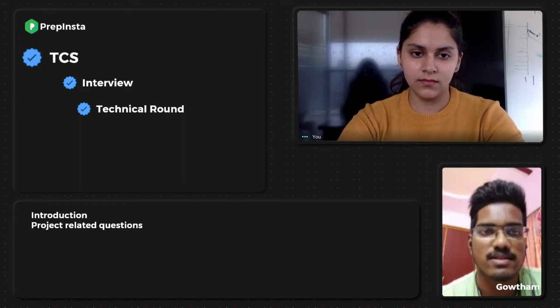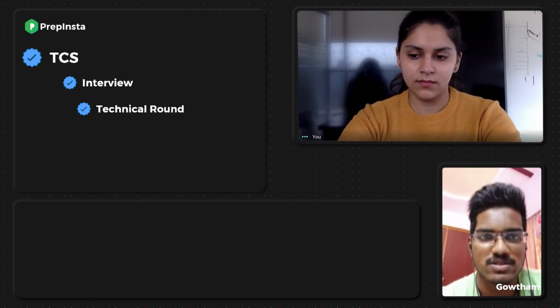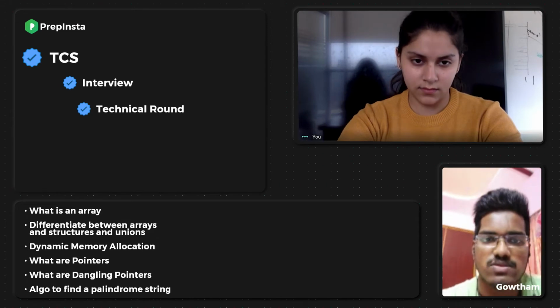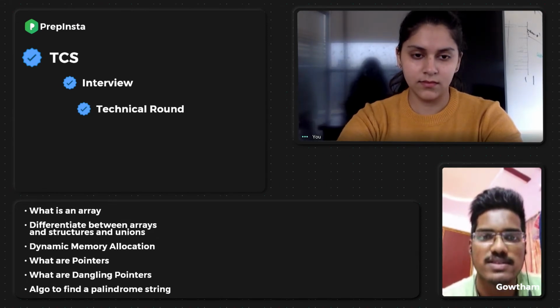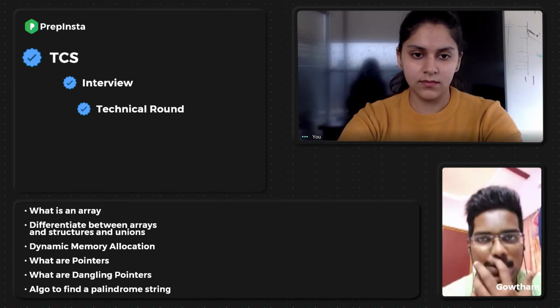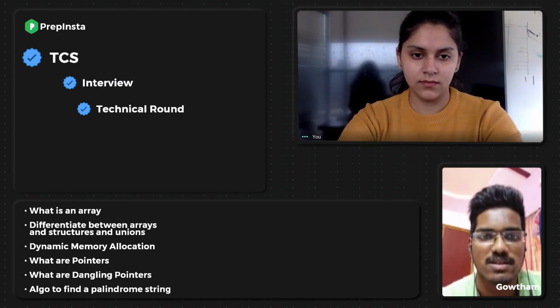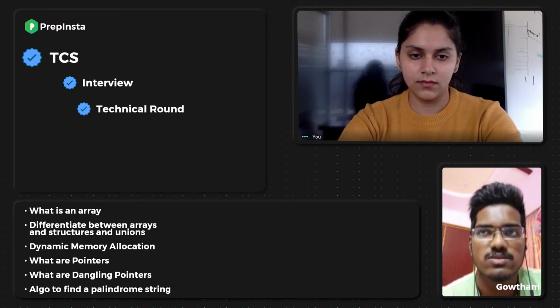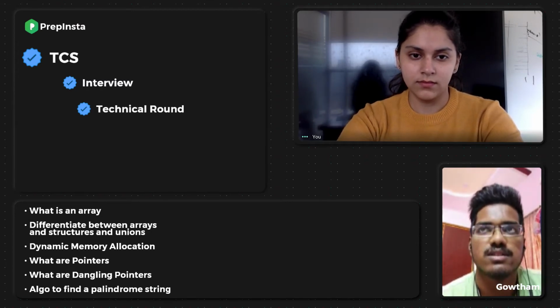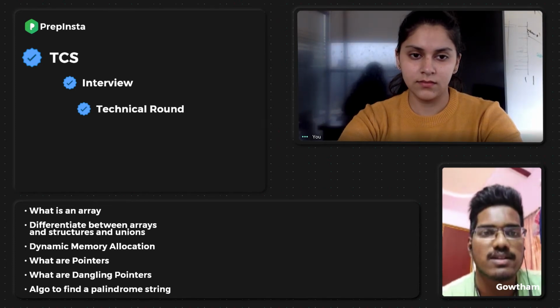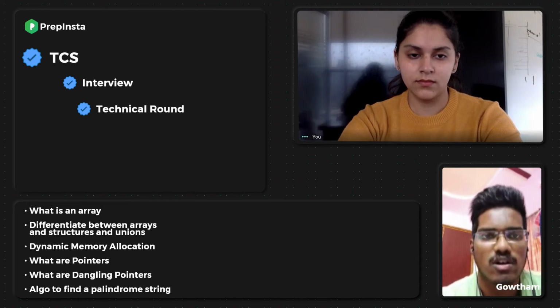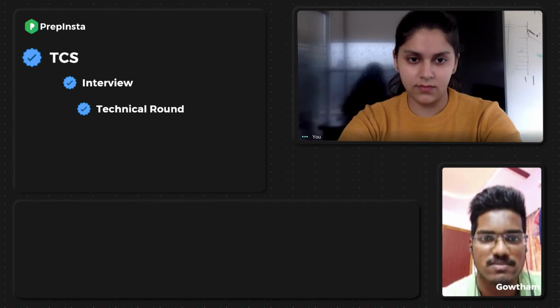Later on, the TR round started with all the basic C language questions. It contained questions like what is an array, the difference between arrays, structures and unions, and dynamic memory allocation examples. All the algorithms related to that, and they asked some questions related to pointers and what is a dangling pointer. They also asked me to write an algorithm to find out a palindromic string in C language. So all the basics were covered, ma'am, right from bottom to top.